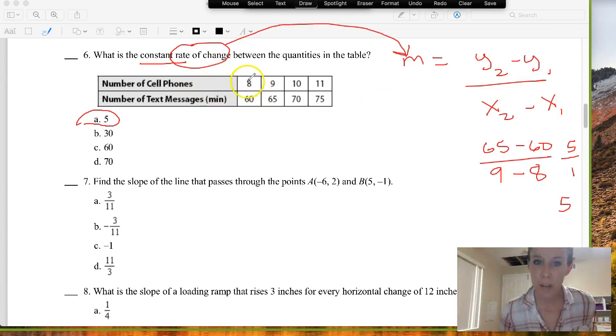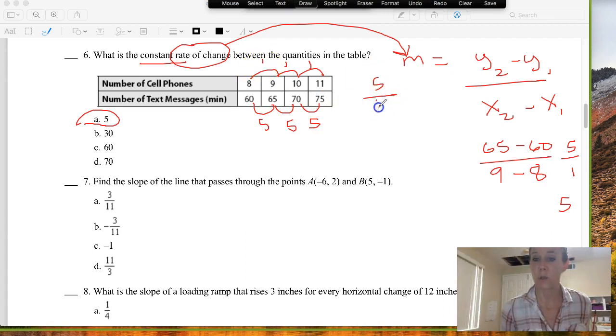Now because I have a constant rate of change here, I could have gone, well look, from 8 to 9 that's plus 1, from 9 to 10 that's plus 1, from 10 to 11 that's plus 1, from 60 to 65 that's plus 5, 65 to 70 plus 5. So I do have a constant rate of change. So it doesn't matter which two I pick. I could pick these two or these two. The constant rate of change would be the change in the y's, which would be 5, over the change in the x's, which would be 1. So 5 over 1, which is the same as doing the subtraction I did between any two x's and any two y's. All right, and that's how you do it.